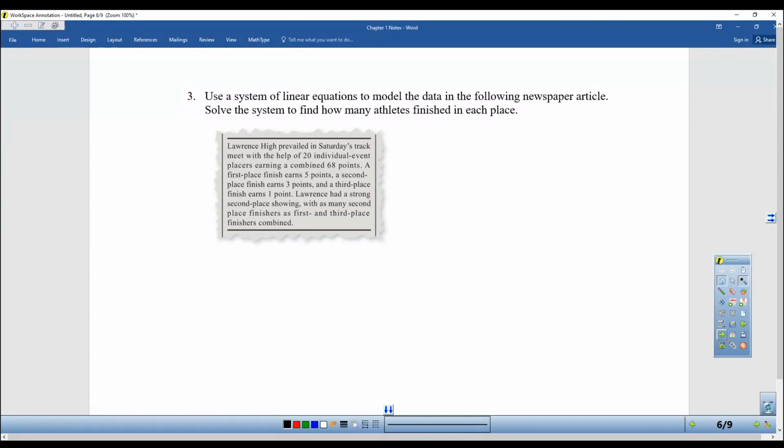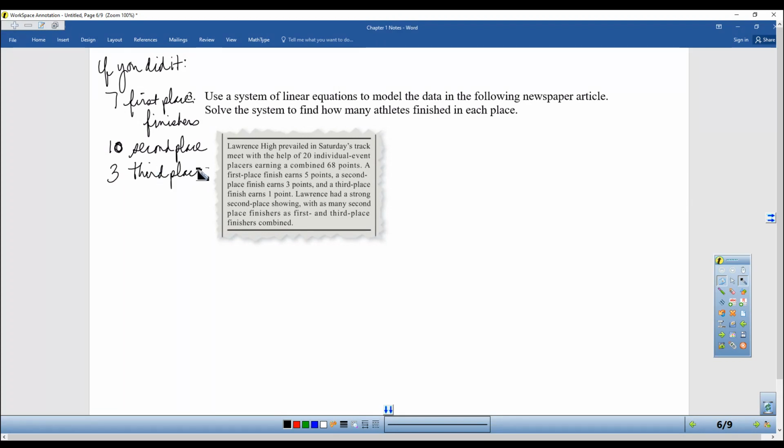Number 3. If you did it on your own, here are the answers. 7 first place finishers. There were 10 second place. And that's a 10, not an 8. And there were 3 third place. So I would love for you to do this on your own. But if you can't, that's okay. You're going to have lots of homework to do on your own.